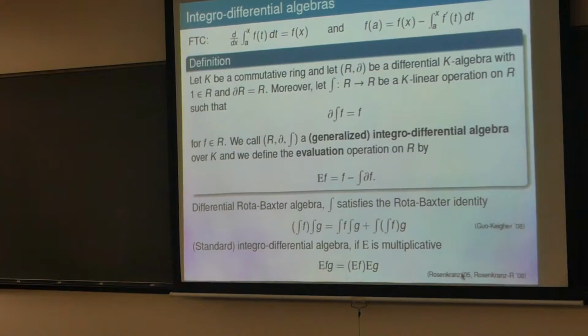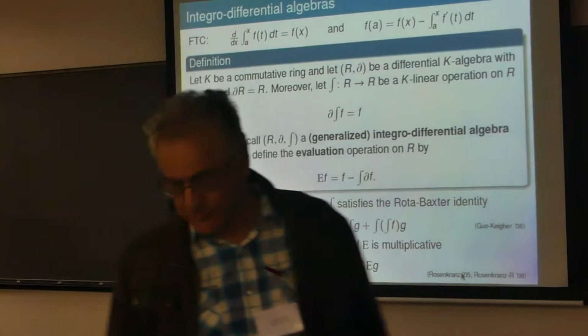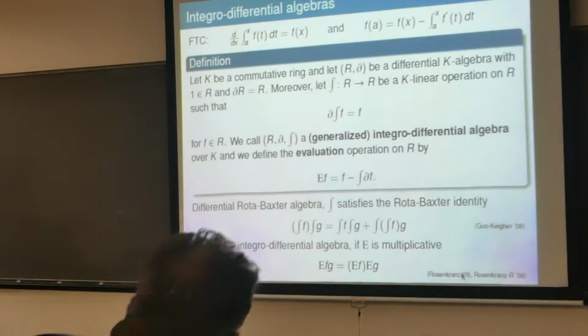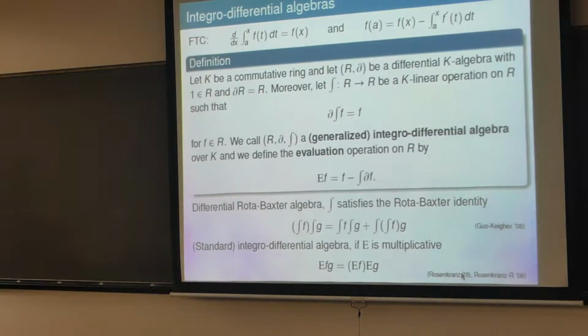And the difference is, until now, there were two approaches, differential Rota-Baxter algebras and integral differential algebras. And in both of these approaches, there was an additional requirement, an additional identity on the integral, both motivated from the point that we want to integrate continuous functions. So one thing was that the integral should satisfy the Rota-Baxter identity. This was introduced by Guo and Keigher, and studied afterwards with collaborators.